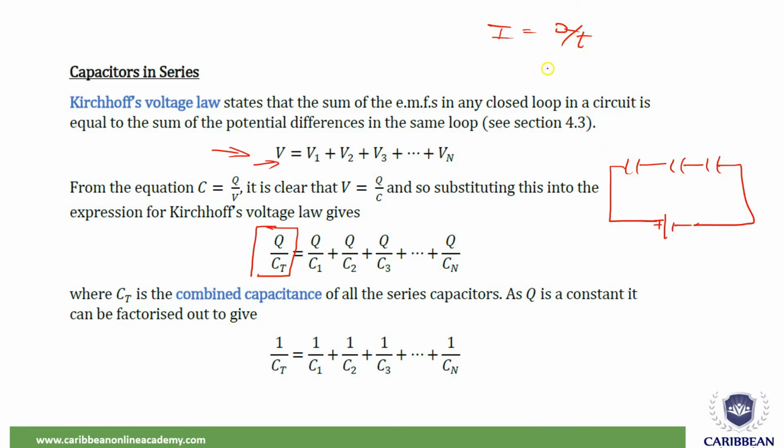So if we want to consider charge, it is going to equal current times time. Whatever the current is, that's going to be the same amount of charge flowing in the system. So this is the equation for when we have capacitors in series. Very important equation, right? Because we're going to utilize that when we look at different types of circuit problems.